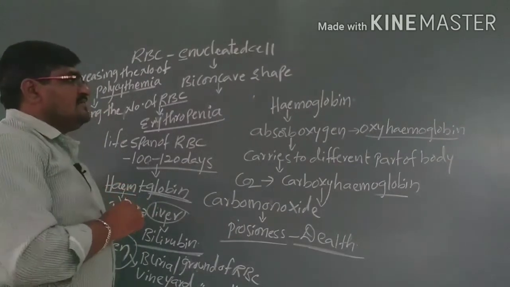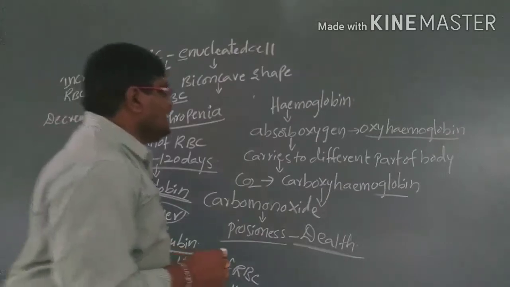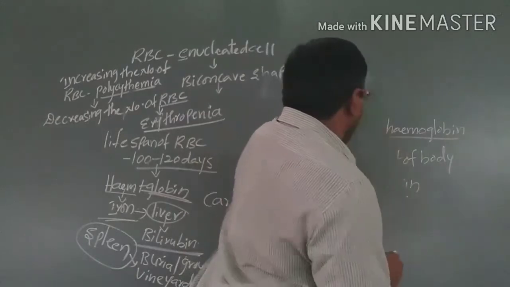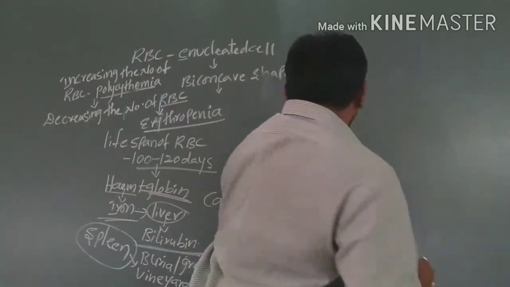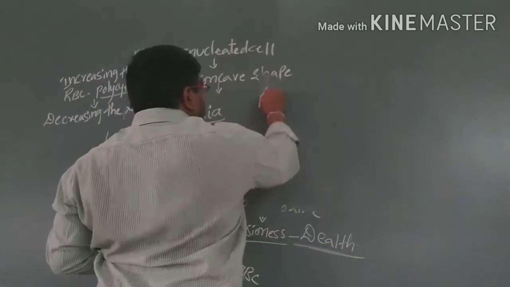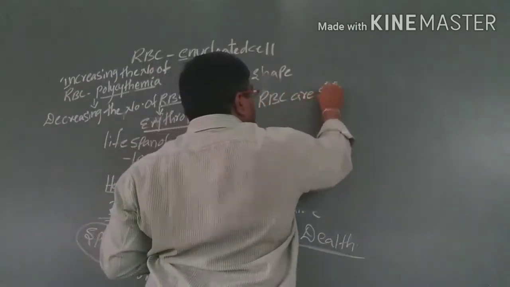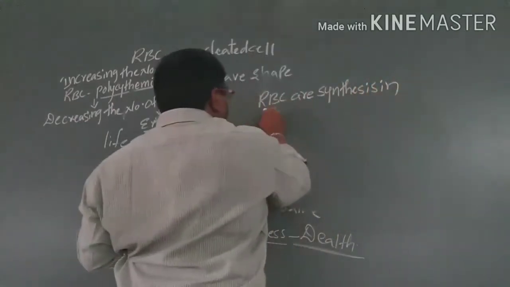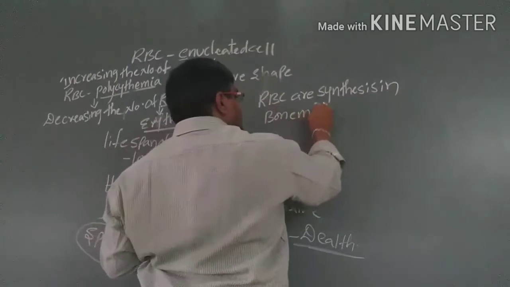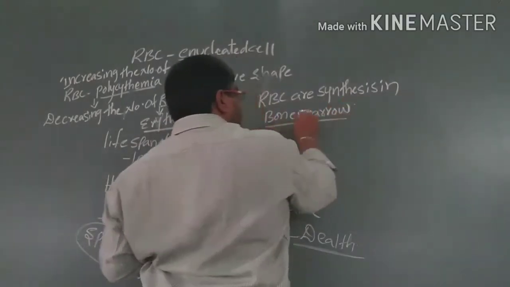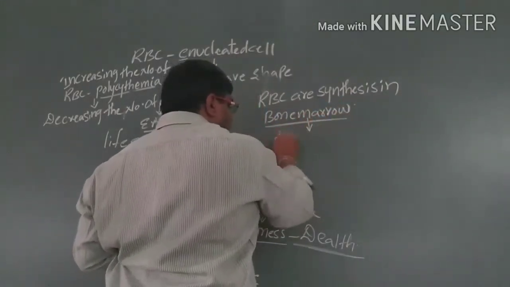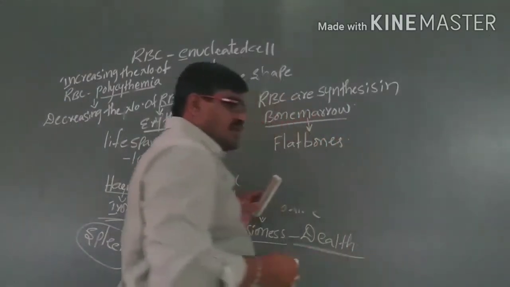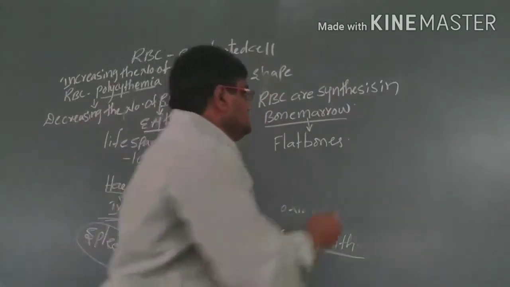And the red blood cells are synthesized in the bone marrow. They are present in flat bones. In young age, that means in childhood, all bones are helpful for synthesis.